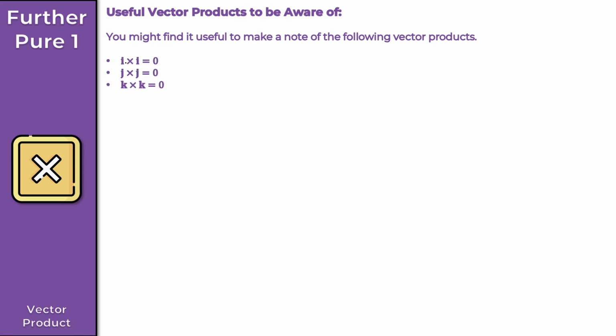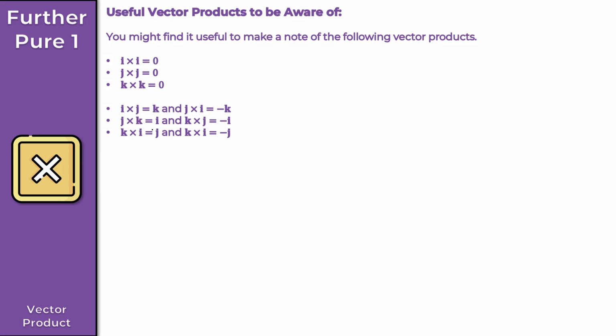So starting off, i cross with i, so these are just our unit vectors here. So i cross with i is equal to 0. And that's true also for j cross with j and k cross with k. So each one of these is equal to 0. And we also have the following useful vector products here. So i cross with j is equal to k, and j cross with i is equal to minus k.